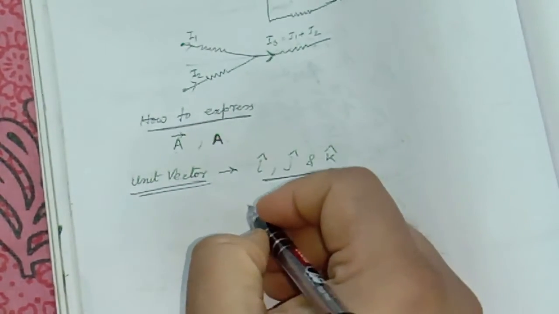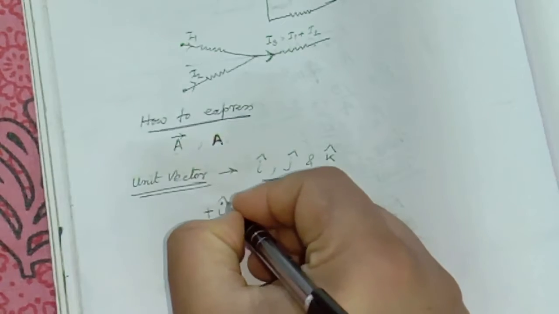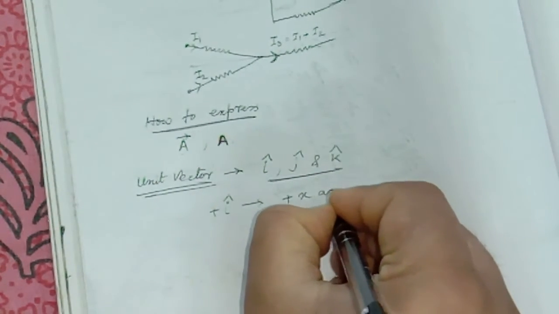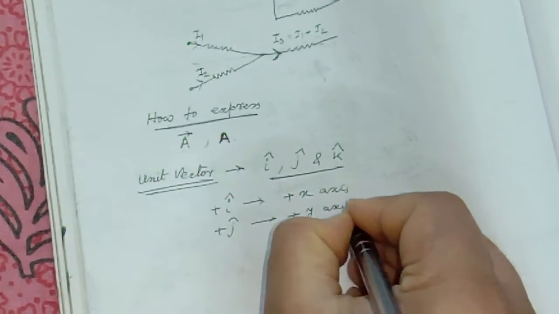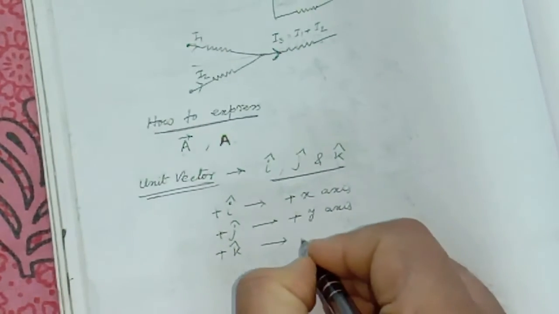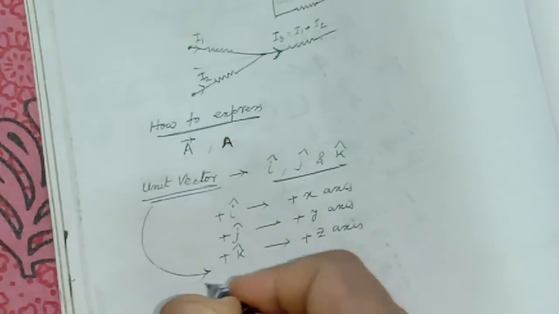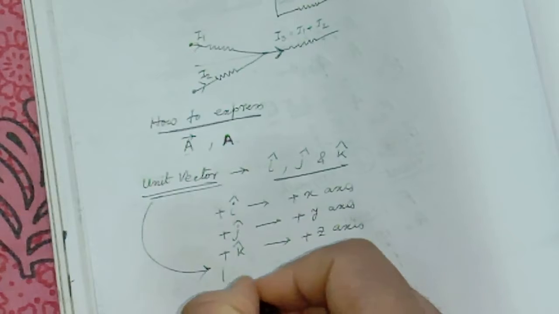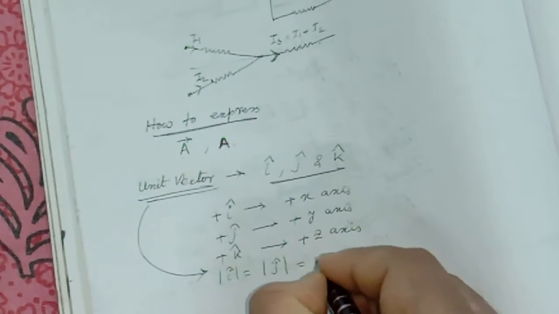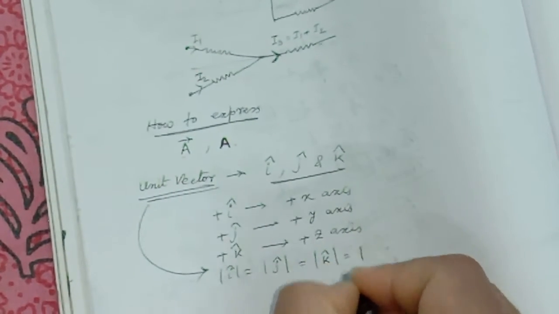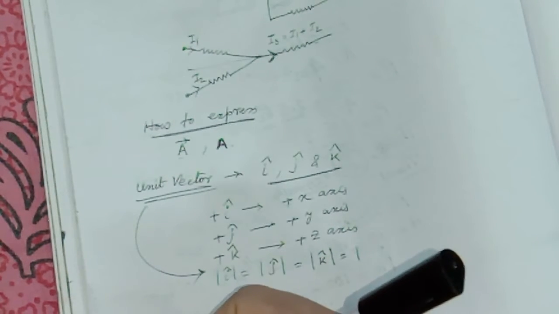These three unit vectors give the direction of the coordinate axes. Plus i cap gives the direction of the positive x axis. Plus j cap gives the direction of the positive y axis. Plus k cap gives the direction of the positive z axis. Now, what do you mean by a unit vector? A vector whose magnitude is 1 is called a unit vector. A vector quantity having a magnitude of 1 is called a unit vector.